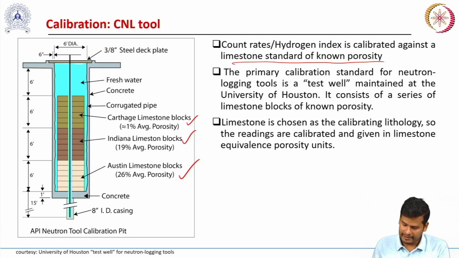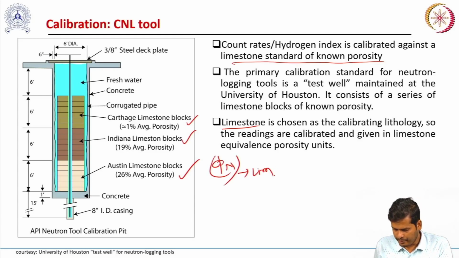That's why you will see that the limestone matrix setting, or matrix unit, is always preferred to convert the neutron log data to porosity values. That means our apparent neutron porosity is always presented, in most cases, using the limestone setting, since the tool is calibrated against the limestone formation.